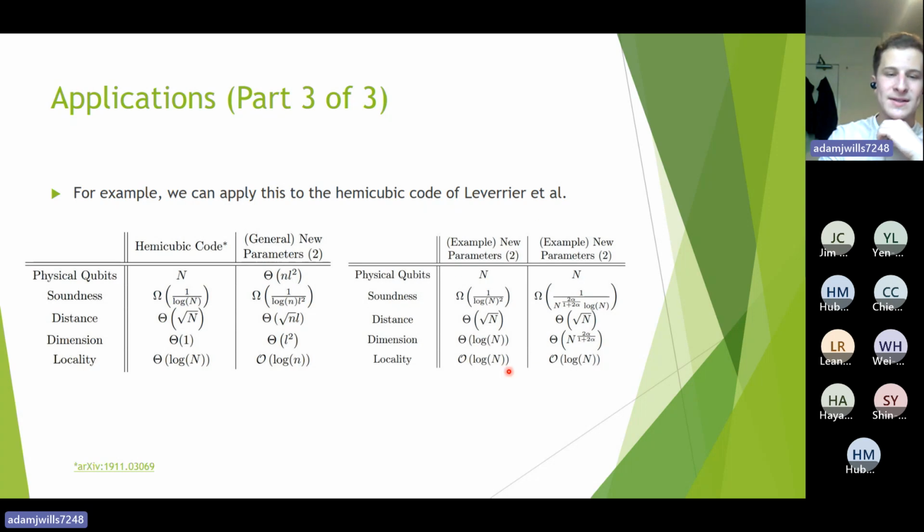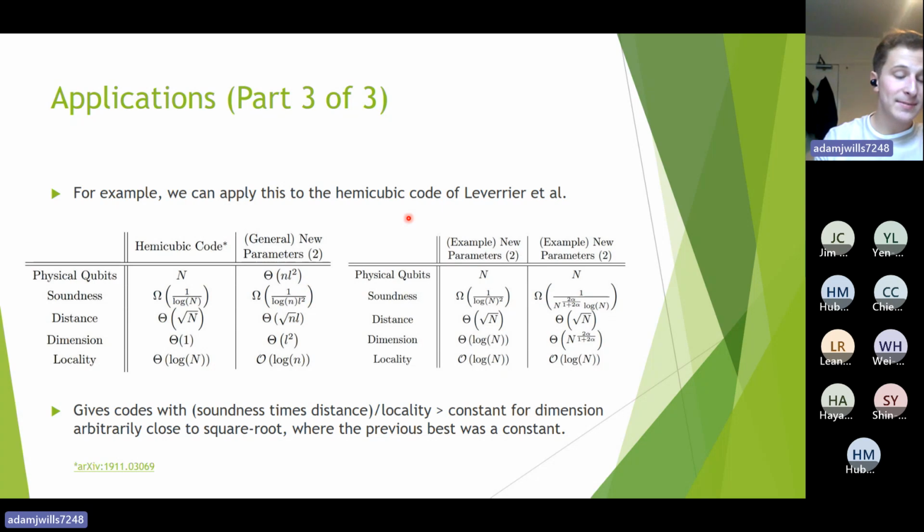And so we can provide some examples of this collection by setting L to be certain things. So for example, if we set L to be square root of log little n, then you get these parameters. And if you set L to be little n to the alpha, then you get these parameters. This would be like a log length example. This would be like a polynomial length example. And so these are all new parameters for qLTCs.